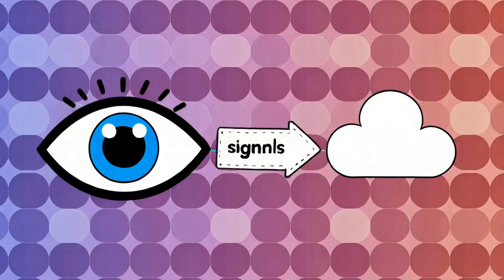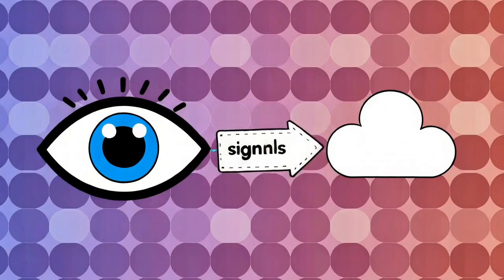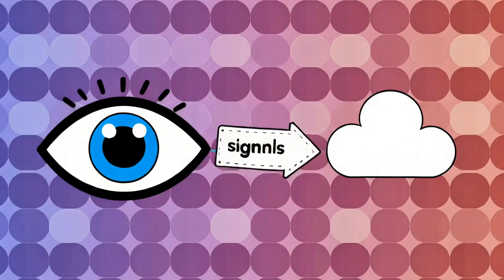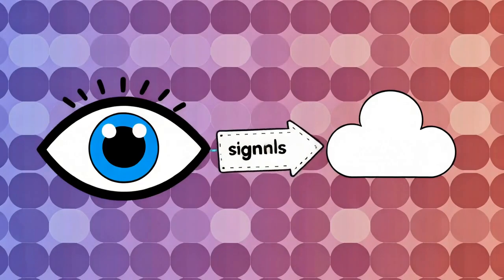By the end of this video, you'll be able to sketch a simple map of how your eye turns light into signals your brain understands. No complex biology words, just clear shapes, colors, and easy steps you can remember.